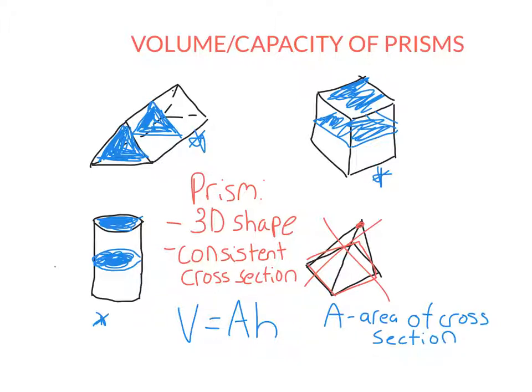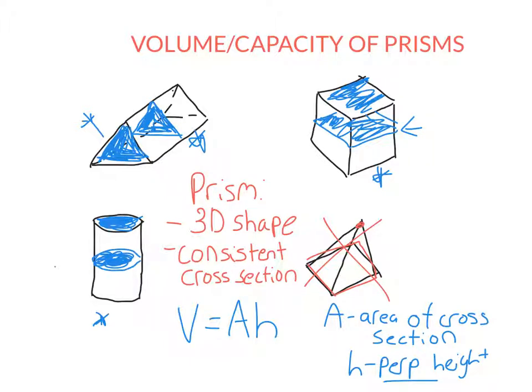In this shape here, the cross-section is a triangle, so the volume of that shape will be the area of the triangle times H, which is the perpendicular height. It always means perpendicular height, never slant height. Here the cross-section was a rectangle, so the area of that rectangle times the perpendicular height will give you its volume.